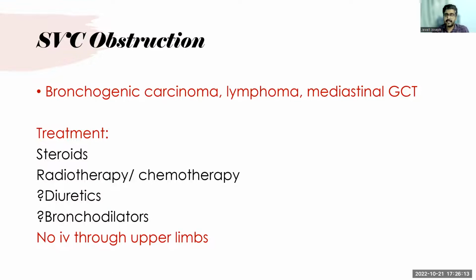Bronchodilators can be tried. Diuretics, the idea is to reduce the venous return and all those things, but again, the role is questionable. See, the one important thing that I didn't mention here is SVC stenting. That has actually emerged as the first line treatment for many of these patients.